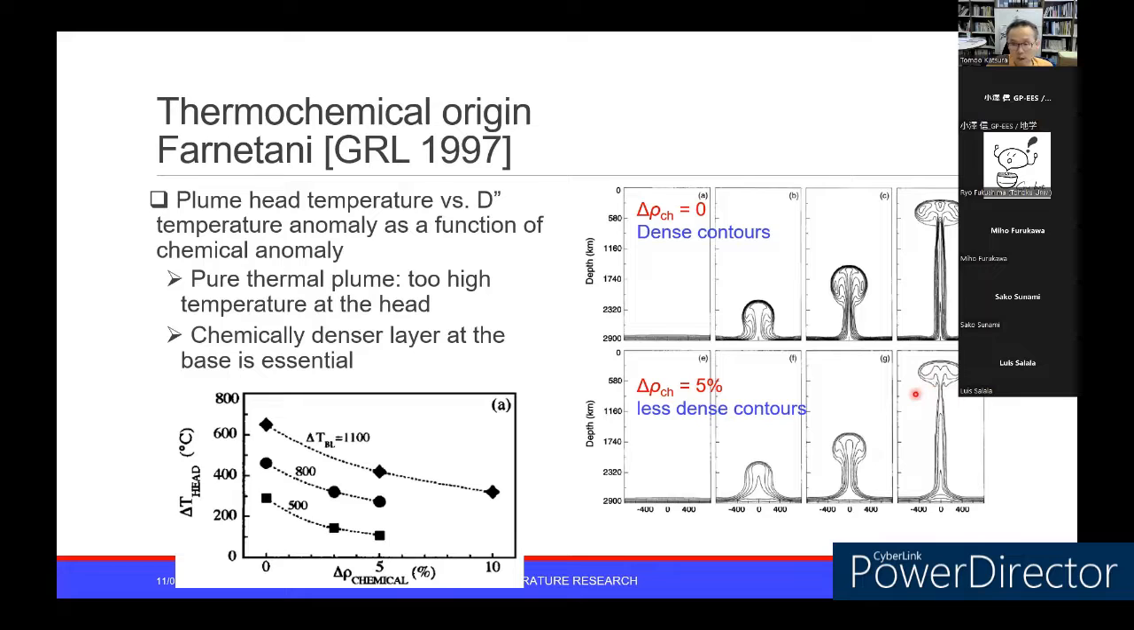And this is such a relation. The vertical axis shows the excess temperature of the head part, and the horizontal axis shows the excess density by chemical heterogeneity in percent. So this is the temperature anomaly at the bottom, and with increasing chemical heterogeneity, the plume head temperature decreases. So he argued a chemically denser layer at the base is essential.